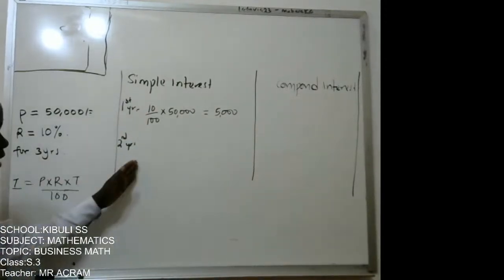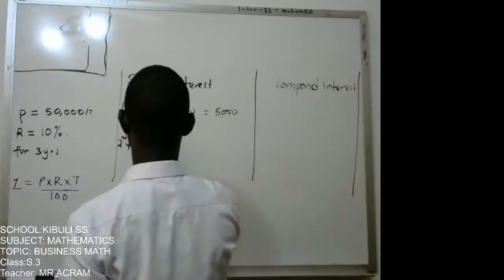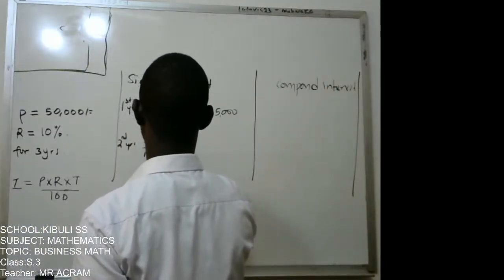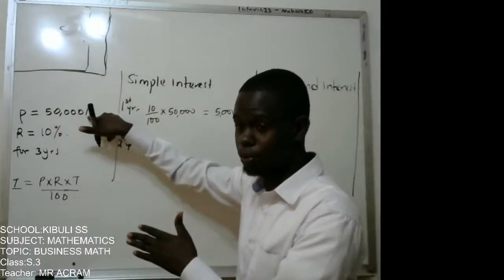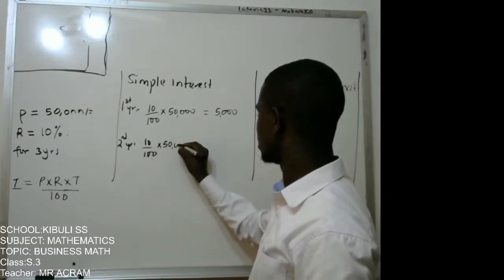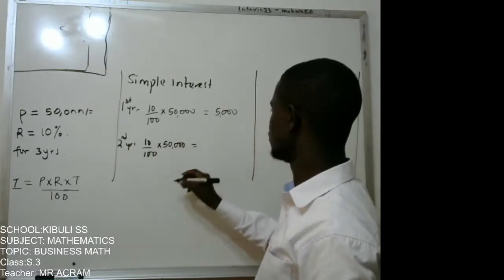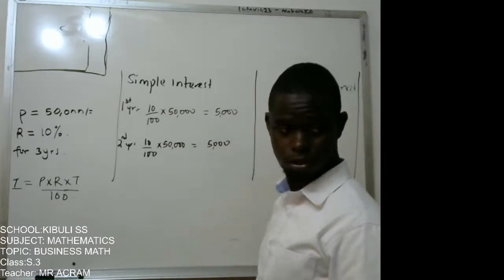So in the second year, we are still looking at 1 year, so it is 10 over 100. This one will be the interest, and this 50,000 will keep on being the principal. 50,000 times 10 over 100 will eventually give us 5,000 again.